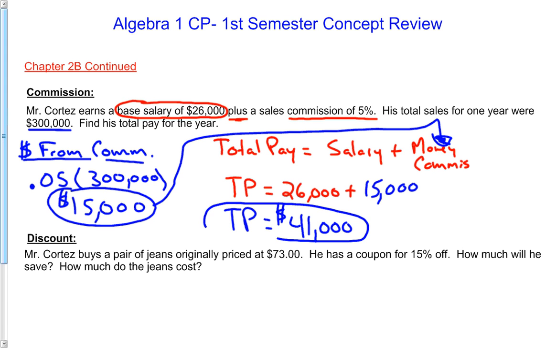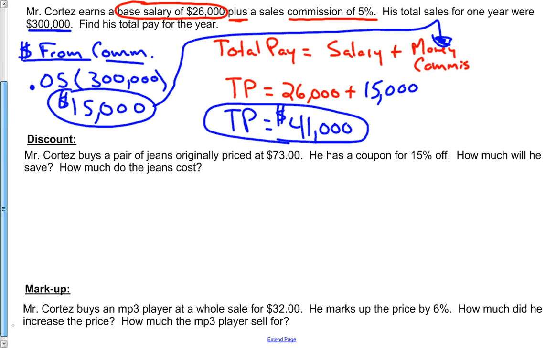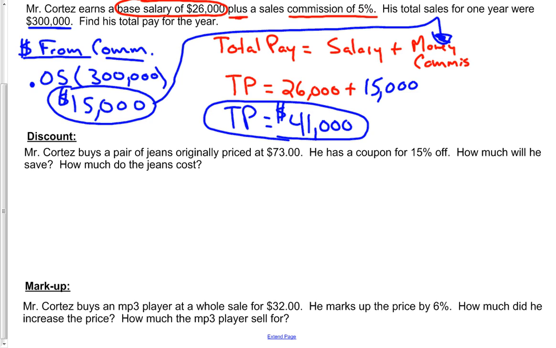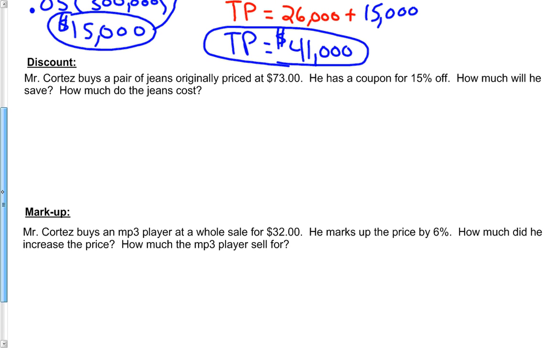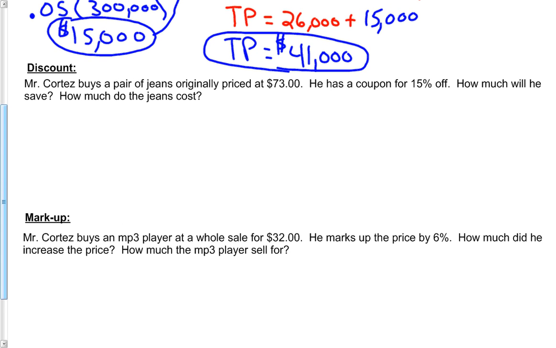Now we're going to move on and do another one that's very similar, but this time it's going to be a discount problem. Looking at discount: Mr. Cortez buys a pair of jeans originally priced at $73. So that's the normal price. It's not how much he's going to save or how much he's going to spend. That's the normal price. He has a coupon for 15% off. How much will he save? How much do the jeans cost?